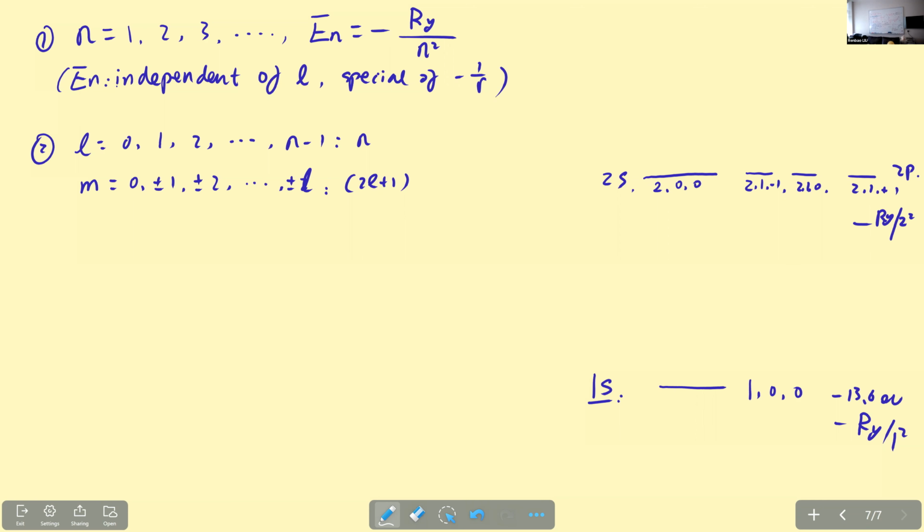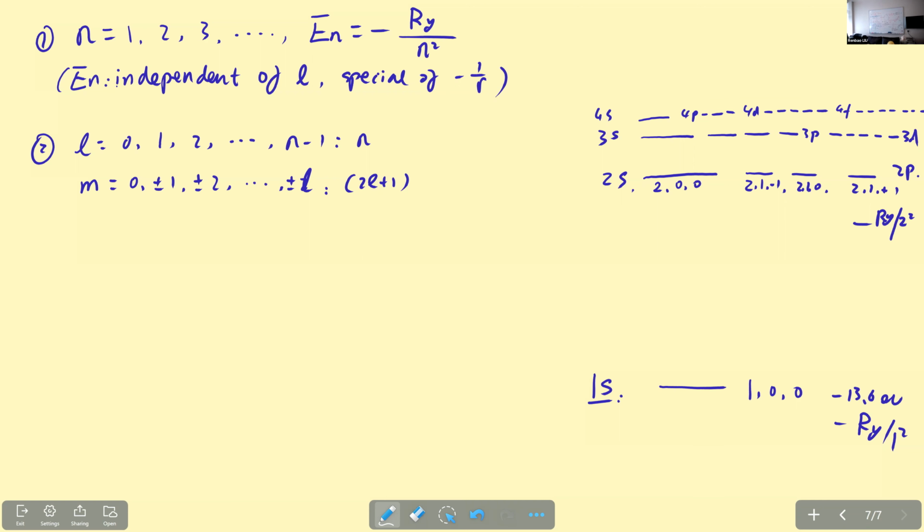Okay, and then you have 3s, 3p, and you have also 1, 2, 3, 4, 5 states, that's 3d. And you can even have 4s, 4p, that's 3 states, and 4d, there are 5 states, and 4f, there are 7 states. They all have the same energy, that's the Rydberg energy divided by 4 squared, right?